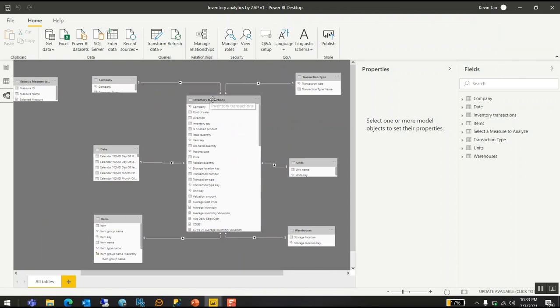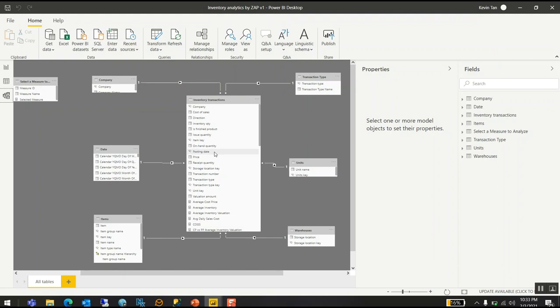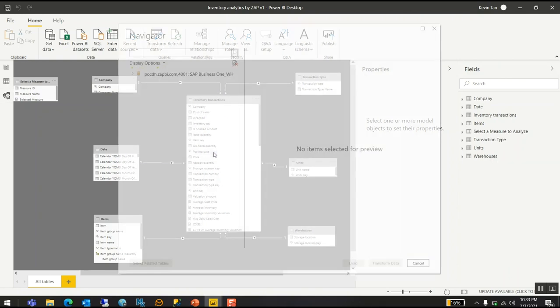So you can see inventory transactions, transaction types, units, warehouses. That's what's currently used to build our content. I don't have stock in warehouse though, so I definitely have to add that as a new table. So I'll go to recent sources, and here I've set up these before because these were used to build the existing schema in the first place. So I'm just going to go to recent sources and give it some time for the tables to load.